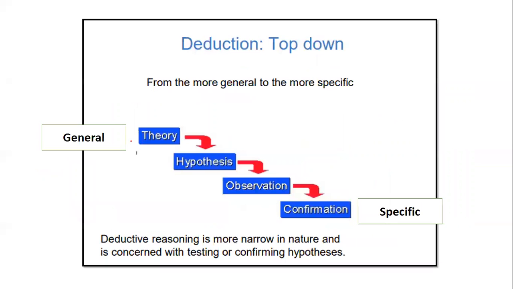When I say deductive, it is from top to bottom: deduct. You go from many, you keep on subtracting, and you come to one specific individual, a particular. So it comes with theory, hypothesis, observation, and confirmation.